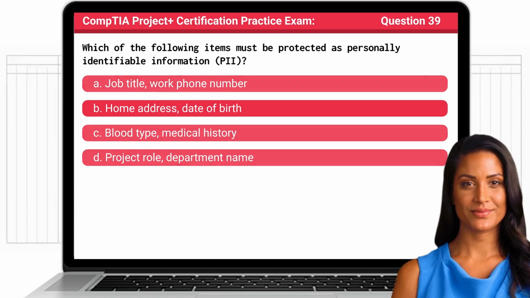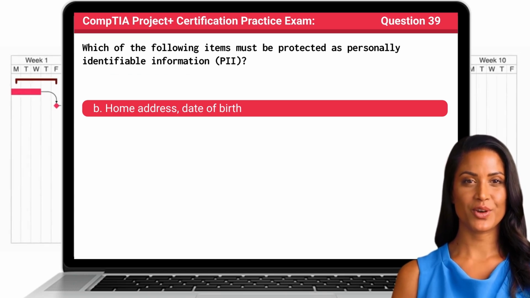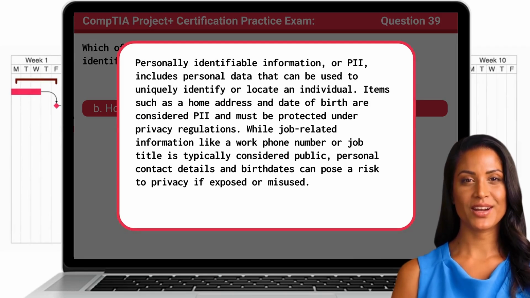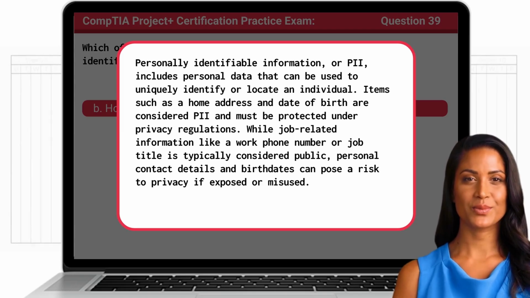The answer is B. Home address and date of birth. Personally identifiable information, or PII, includes personal data that can be used to uniquely identify or locate an individual. Items such as a home address and date of birth are considered PII and must be protected under privacy regulations. While job-related information like a work phone number or job title is typically considered public, personal contact details and birth dates can pose a risk to privacy if exposed or misused.